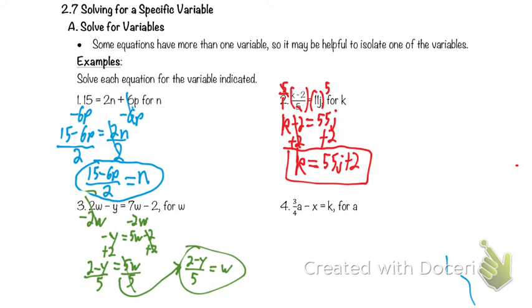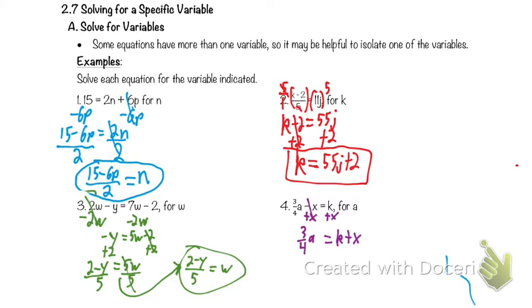We're going to take care of the x first, because the fraction's only with part of it. The negative x is not part of the fraction. So we'll get rid of that first. As we said, getting rid of the x first, we're correct. We're going to add x to both sides. Negative x plus x is 0. So we're left with 3/4 a is equal to k plus x or x plus k. You can add in either order.